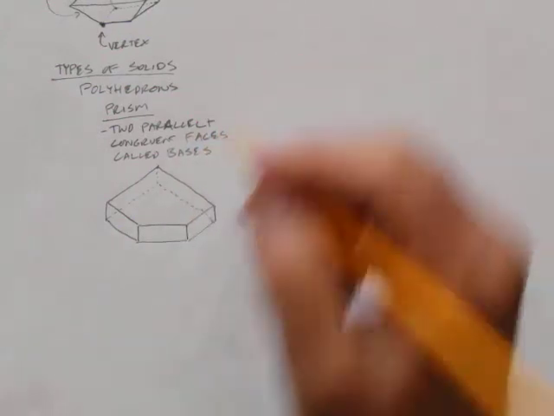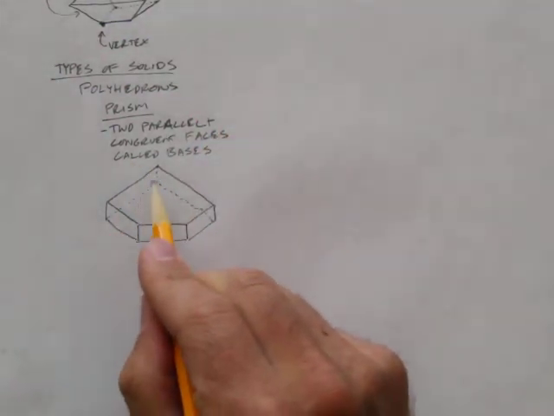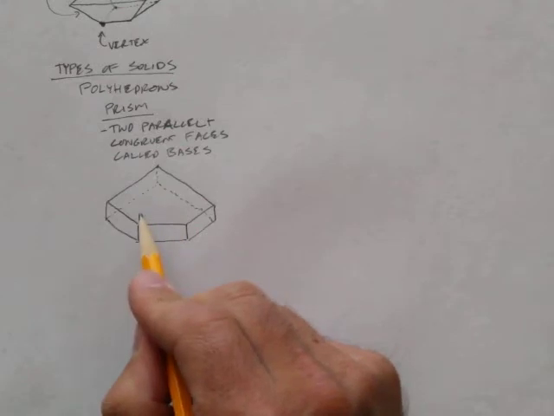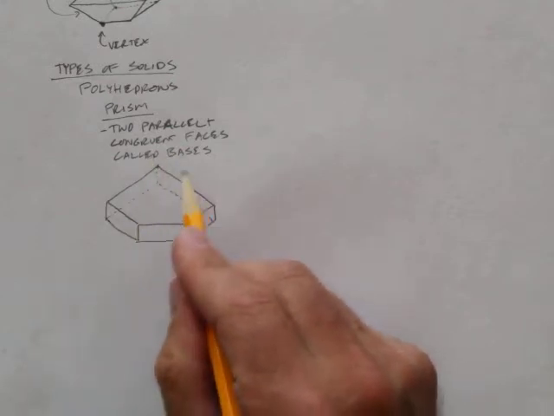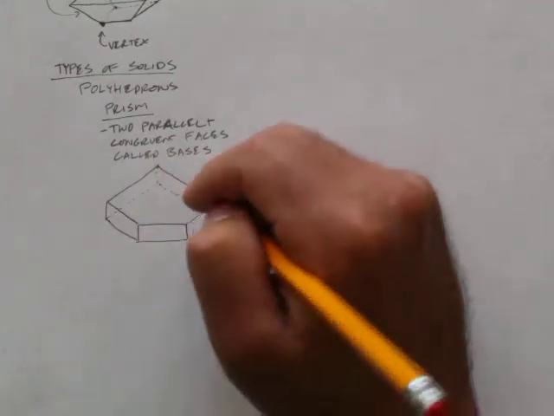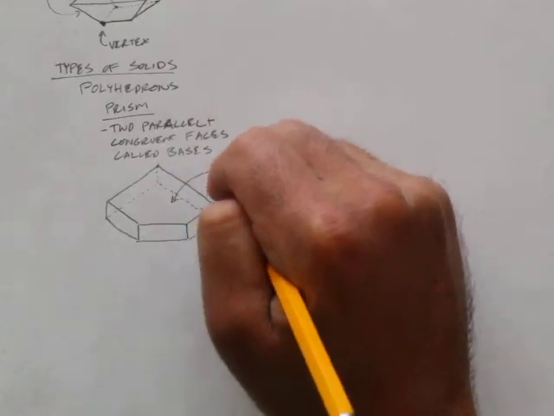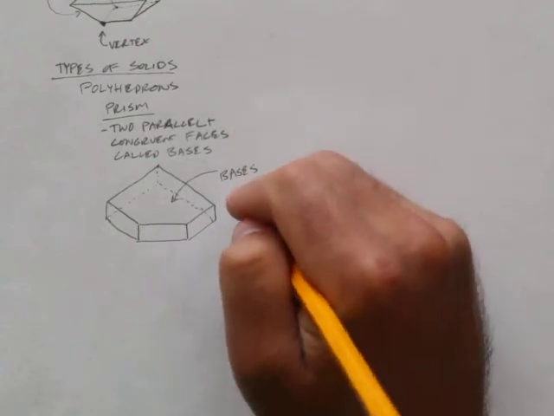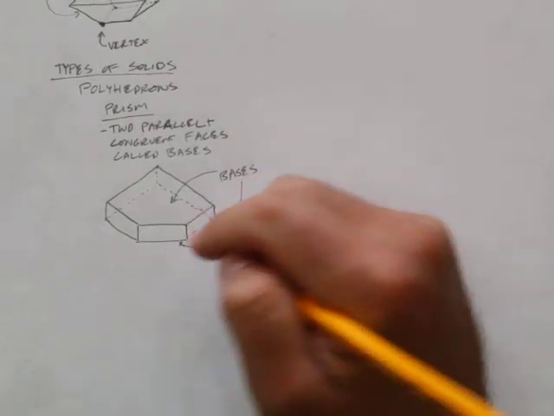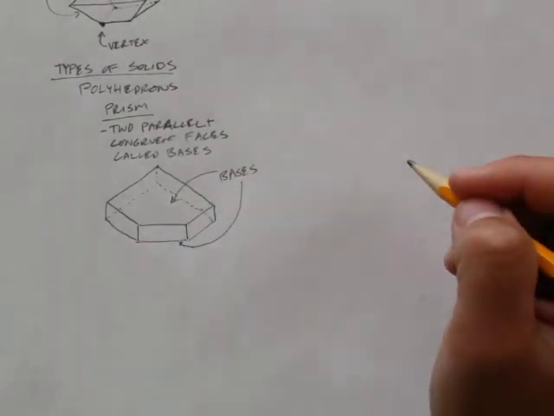So now this looks like it's got one base on top, one base on the bottom. They're congruent and they're parallel. And this is a base, and underneath that's a base too. So these are the bases.